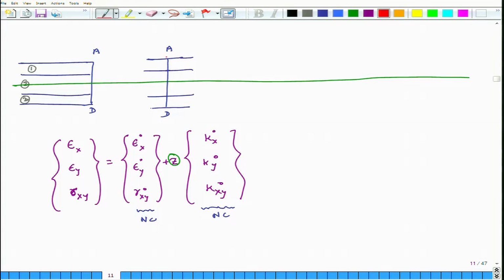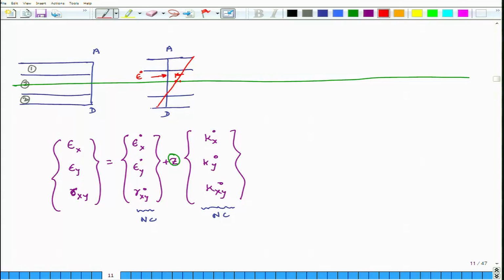So, suppose we want to plot epsilon x along line AD. The strain will be the mid plane strain, and then as I go up or down, depending on whether curvature is positive or negative, the overall strain will vary linearly, because it is a constant plus z times another constant. So, it will be just a straight line. The overall line may be something like this, where this represents the mid plane strain.